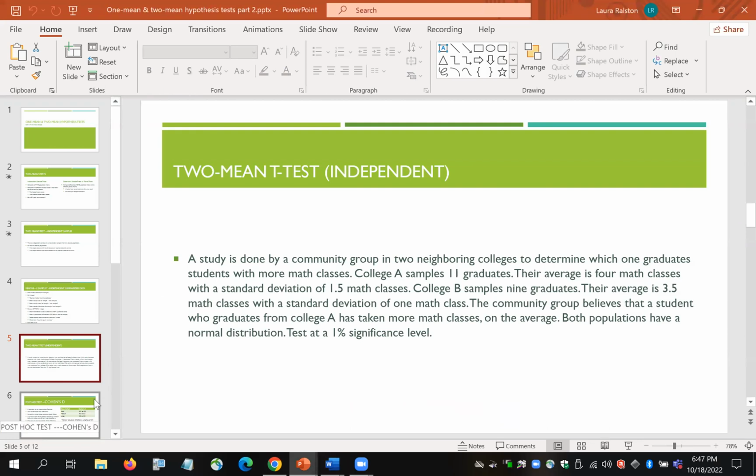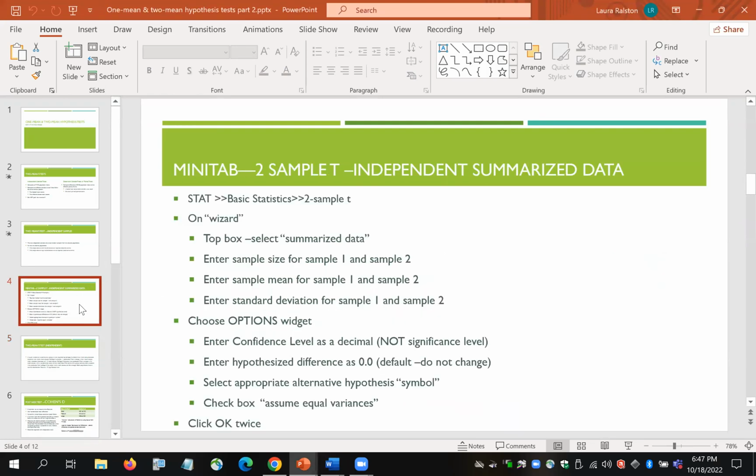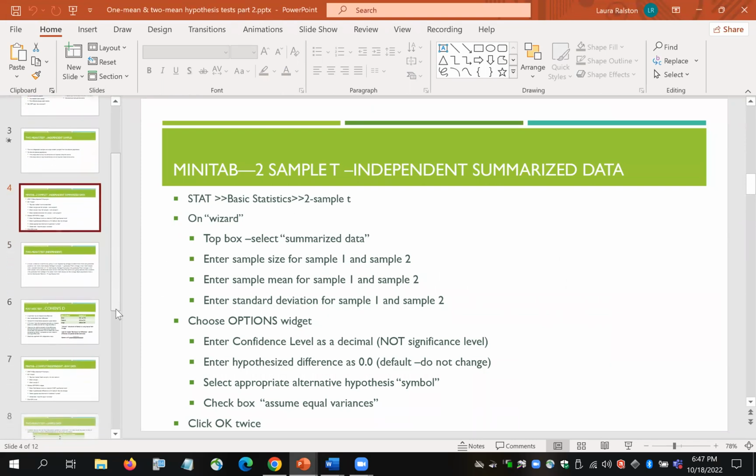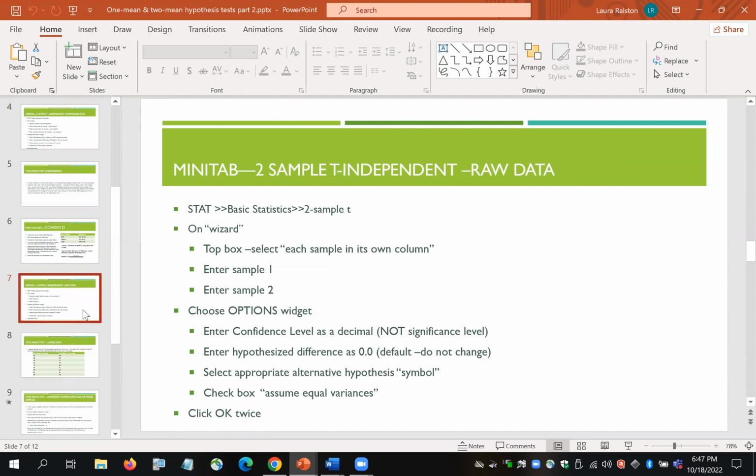Now, on the PowerPoint, I have the raw data, the instructions on how to deal with the raw data. Okay? But before we do that, I need to backtrack just a minute. Okay?